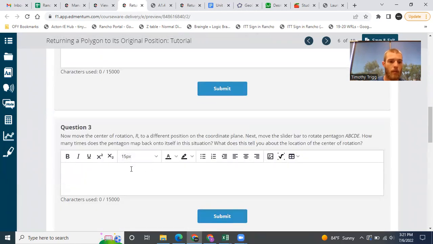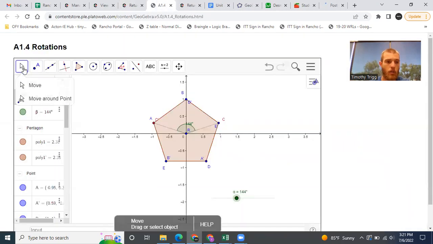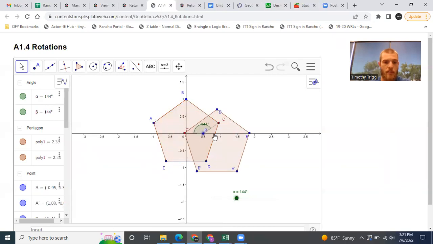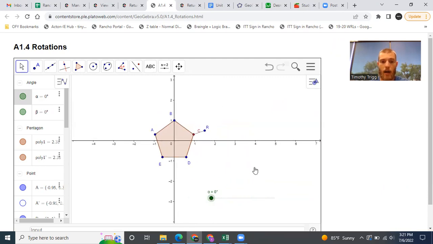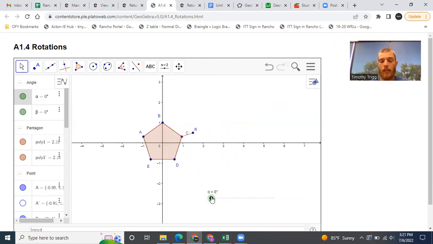Okay. Now move the center of rotation R to a different position on the coordinate plane. Next, move the slider bar to rotate pentagon ABCDE. How many times does the pentagon line up on top of itself in this situation? So we're going to go ahead and go to the pointer tool, and we're going to move the center of rotation. Let's say we're going to move R over here, and let's put alpha back where it started. Okay, so now how many degrees rotation will it line on top of itself?